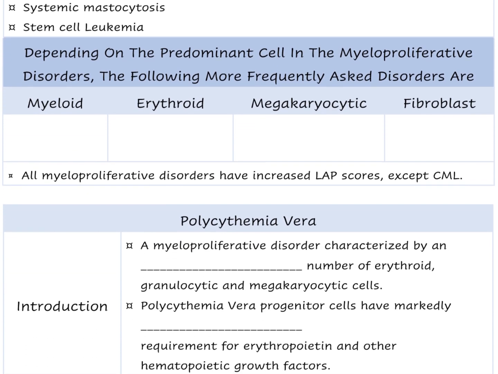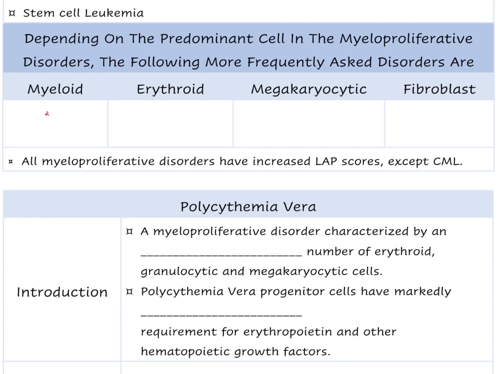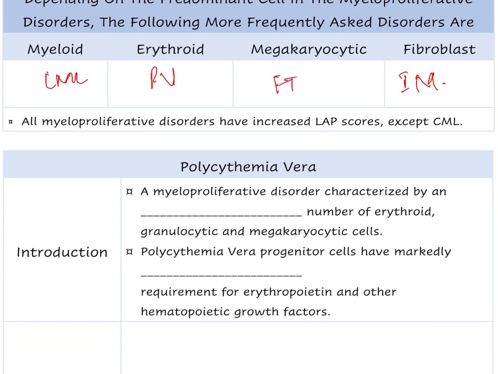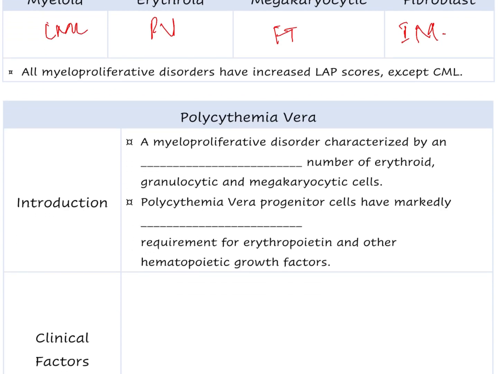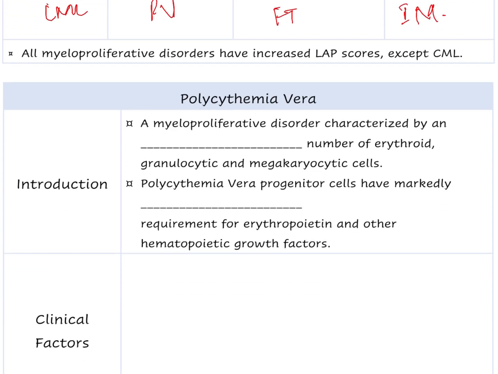So, depending upon the cell, like I said over here, you have CML, polycythemia vera, essential thrombocytosis, and idiopathic myelofibrosis. All myeloproliferative diseases have increased leukocyte alkaline phosphatase scores except chronic myeloid leukemia. Polycythemia vera is a myeloproliferative disorder characterized by an increase in the number of erythroid, granulocytic, and megakaryocytic cells. Polycythemia vera progenitor cells have markedly decreased requirement for erythropoietin and other hematopoietic growth factors. We've seen the reason why.